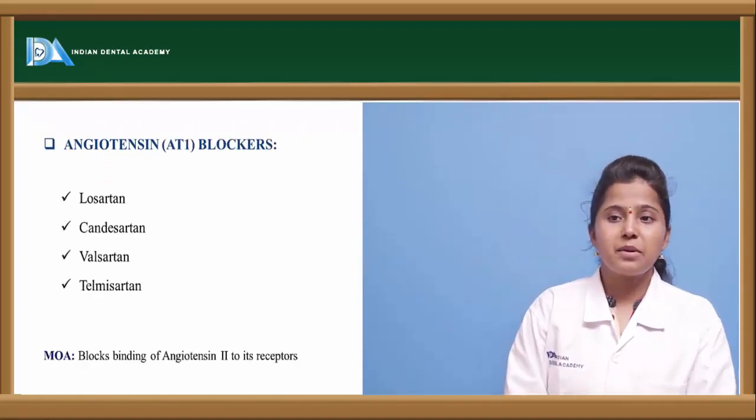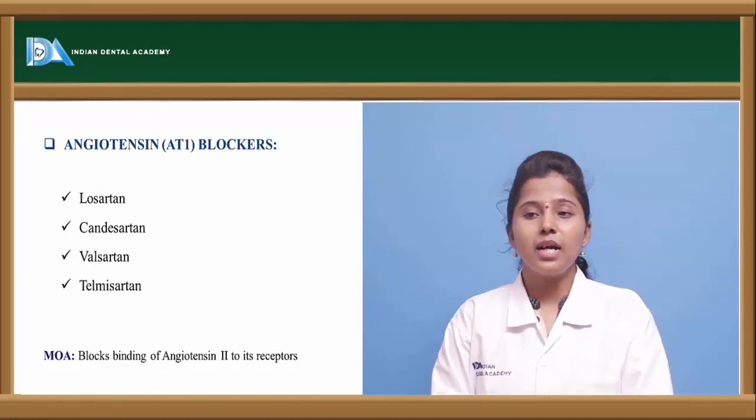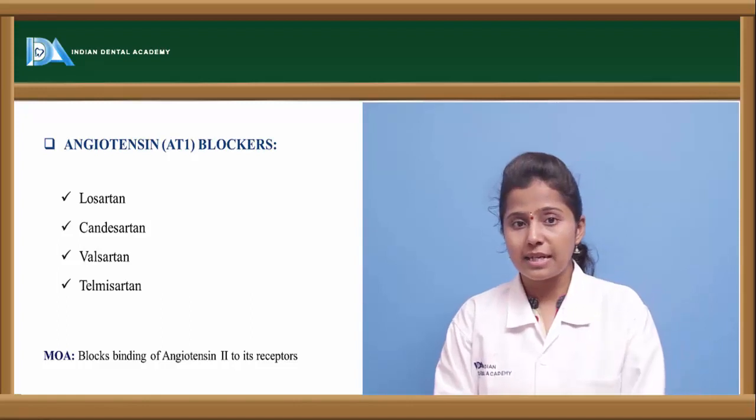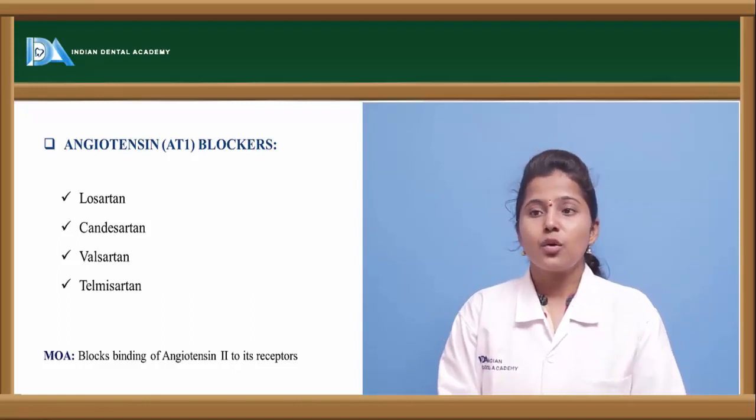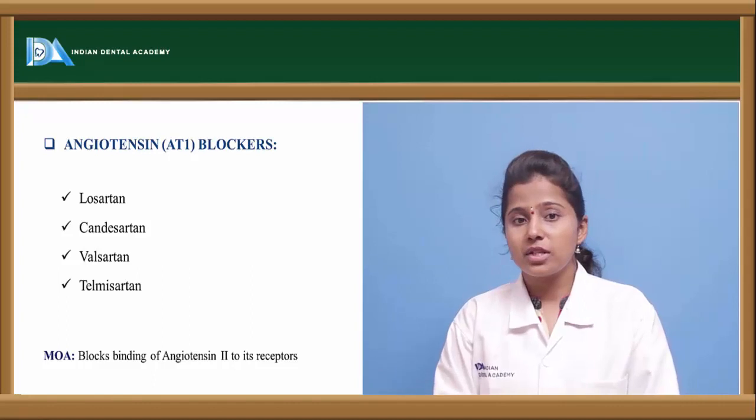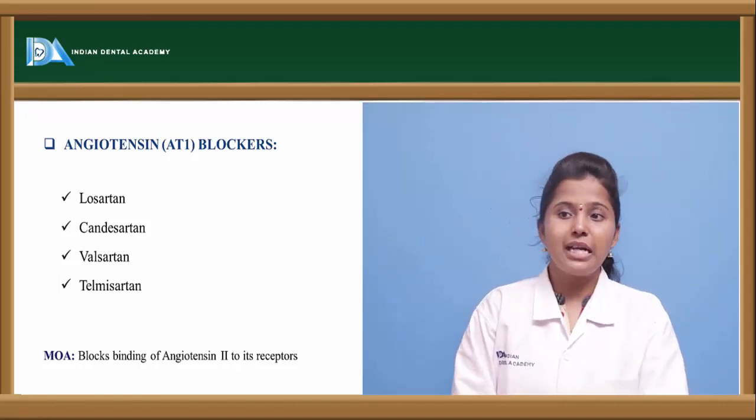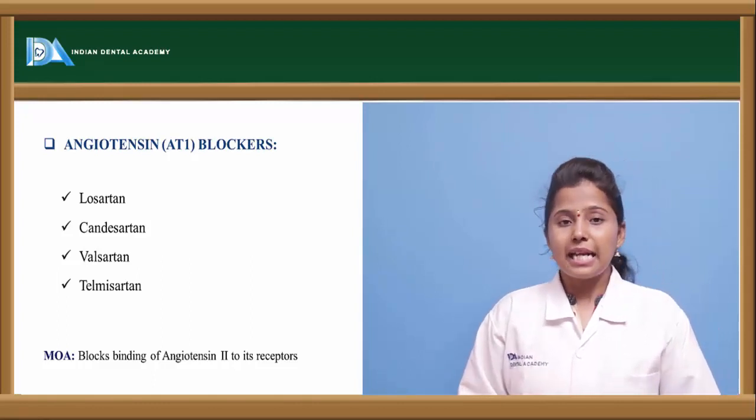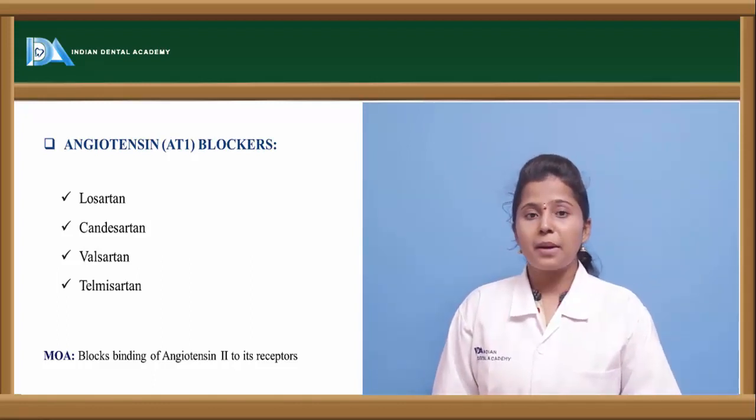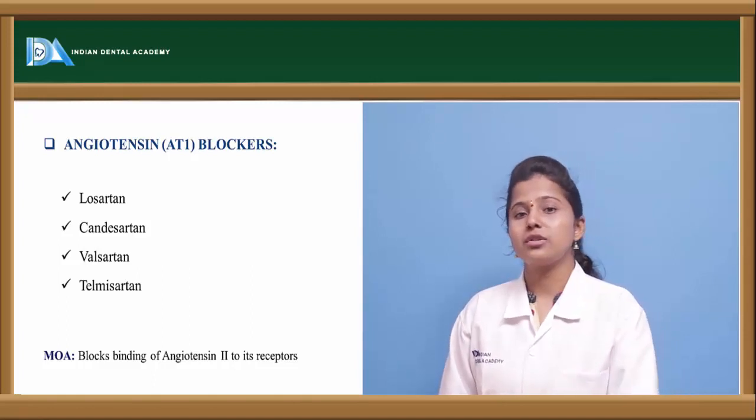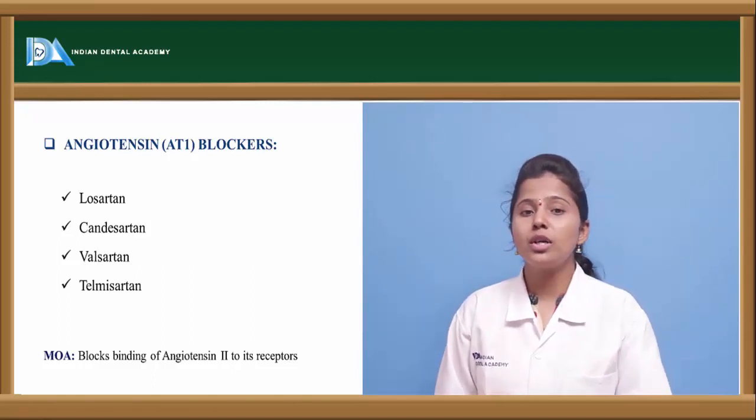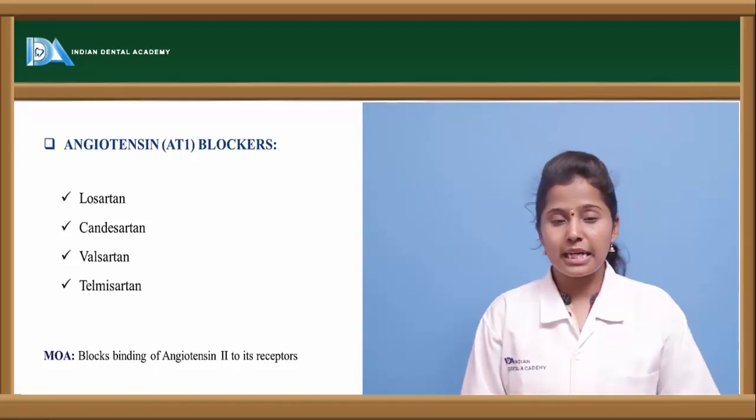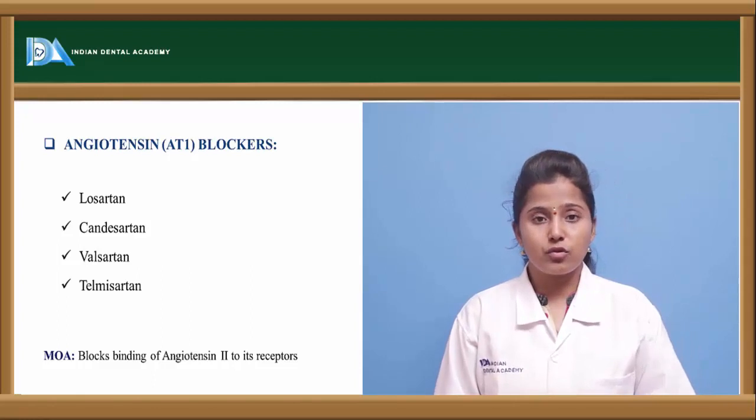Next, angiotensin receptor blockers. Angiotensin will bind to the angiotensin receptors and then show its action. There are two types of angiotensin receptors, AT1 and AT2. AT1 blockers are losartan, candesartan, valsartan and telmisartan. They block the binding of angiotensin 2 to the angiotensin receptors. When angiotensin 2 won't bind, it will be in the inactive state. If angiotensin 2 is inactive, there won't be any rise in the blood pressure.